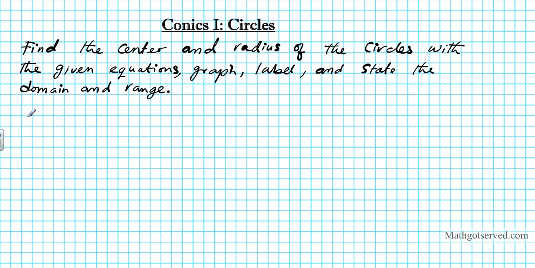All right, let's take a look at the first example. Number one is (x - 2)^2 + (y + 3)^2 = 9. Okay. All right, so let's go ahead and find the center and the radius.